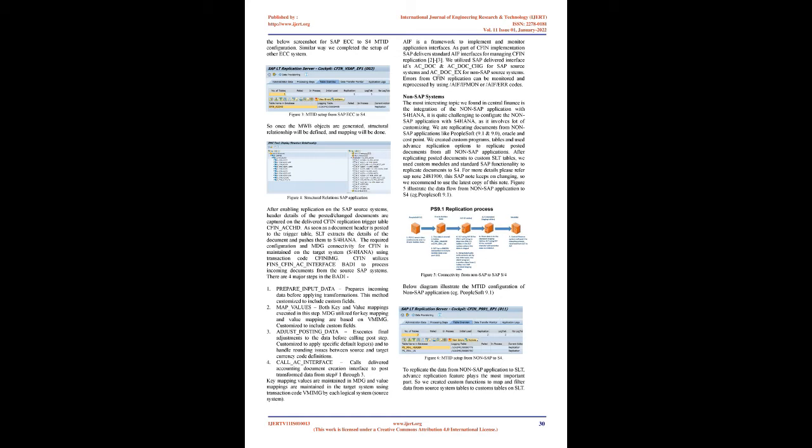Call_AC_interface calls the delivered accounting document creation interface to post transformed data from steps 1 through 3. Key mapping values are maintained in MDG and value mappings are maintained in the target system using transaction code VMIMG by each logical system, source system.